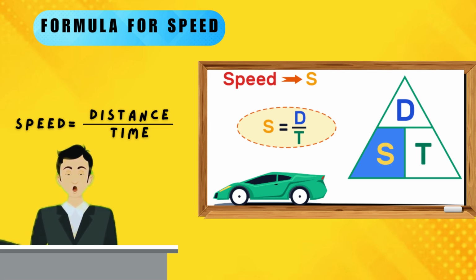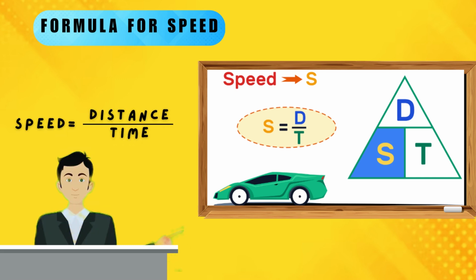Now some of you might ask, why is it like that? Well, speed is how fast something is moving, isn't it? So we ask, how much ground did it cover? And that's distance. How long did it take? That's time. So if you want to know how far you traveled and how long it took, you can find out how fast you were going.